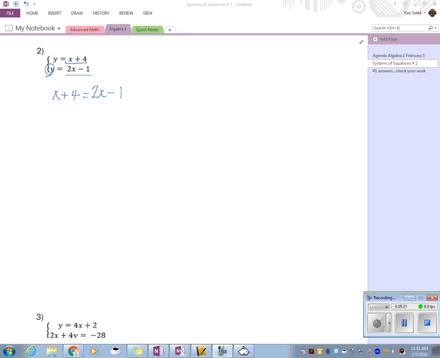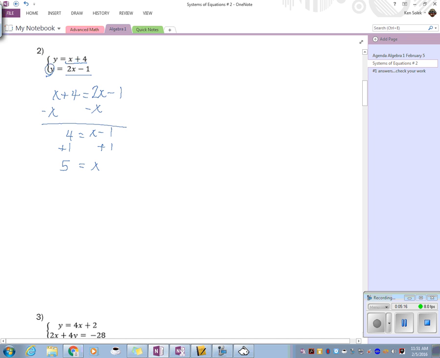Subtract x from both sides of your equal sign, and you get 4 equals x minus 1. Add 1 to both sides, you get x equals 5. I got that too. So we have now an x value. We need a y value. So I'm going to replace x into either one. The first one looks easier to me. So y equals 5 plus 4. Y equals 9. So my ordered pair is 5, 9. If you'd like to check this in your calculator, you're certainly welcome to do that. But I'm not going to show that for each problem.